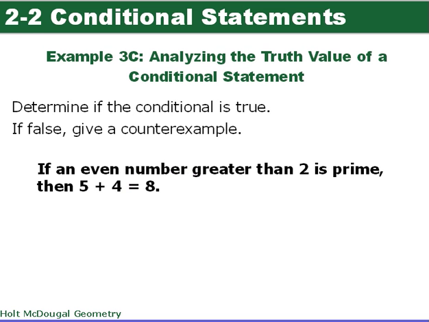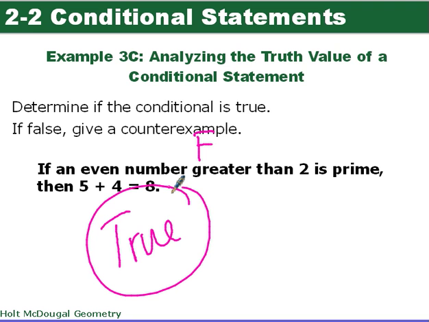And here's another one. If an even number greater than 2 is prime, then 5 plus 4 equals 8. So we're looking at that. If an even number greater than 2 is prime, well, we know that 2 is the only even prime number. So we know our hypothesis is false. Because our hypothesis is false, we don't care about the conclusion. That means our truth value is going to be true, because our hypothesis was false.